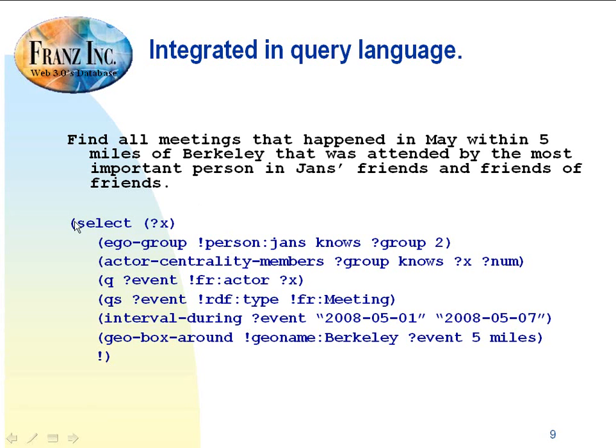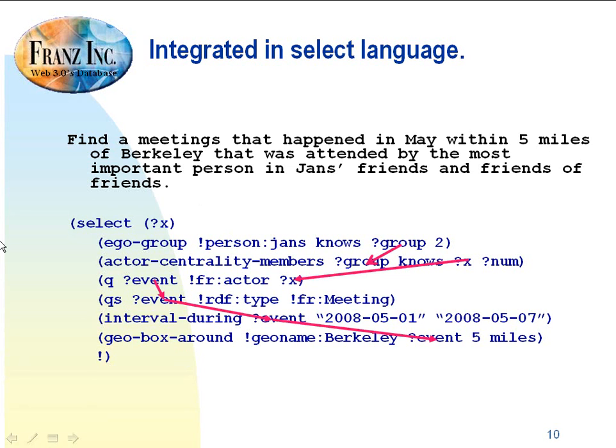And this is how a query language looks like to do this particular query. It might take a little bit. If you're familiar with SPARQL, then actually you won't find this too hard. Let me just explain it. So basically you say, well, find every X where there is an ego group around the person Jans, according to a generator of people that Jans knows. Put them in a group and make sure that you get an ego group that's not deeper than 2 layers. So actually it's friends and friends of friends.